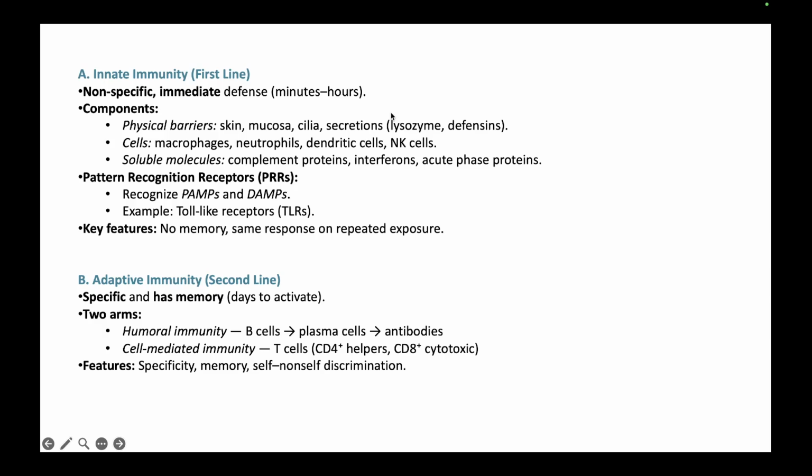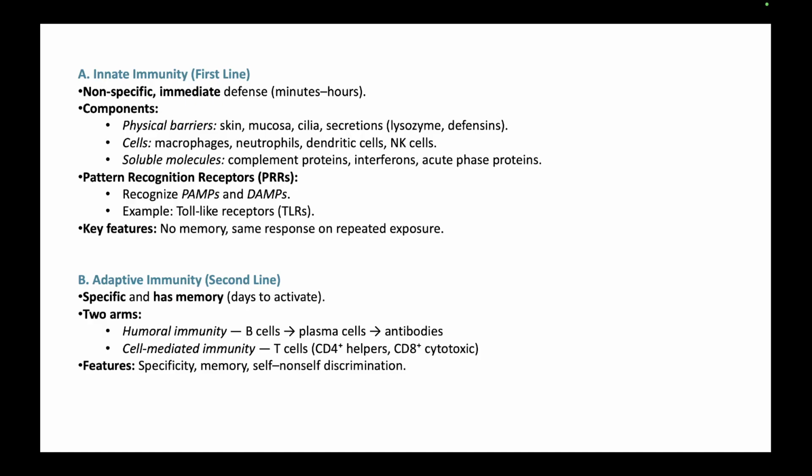So innate immunity, which is the first line, is a non-specific, immediate defense, minutes to hours. If we talk about the components: the physical barriers, skin, mucosa, cilia, secretions, lysozymes, defensins. The cells that are involved are macrophages, neutrophils, dendritic cells, natural killer cells. There are soluble molecules, for example complement proteins, interferons, acute phase proteins.